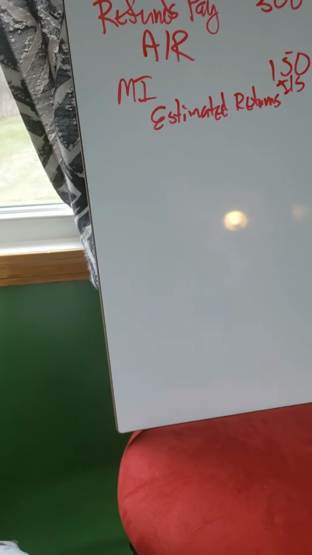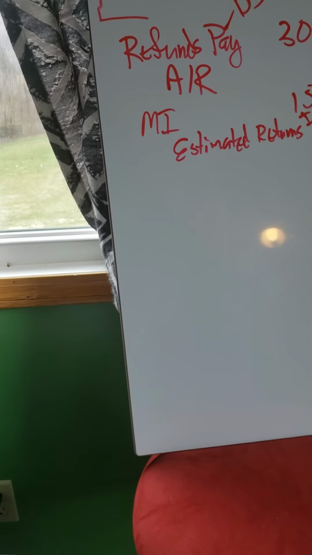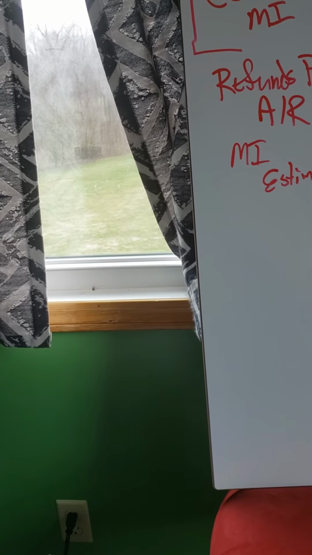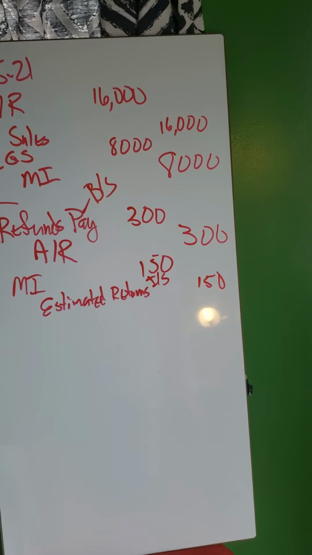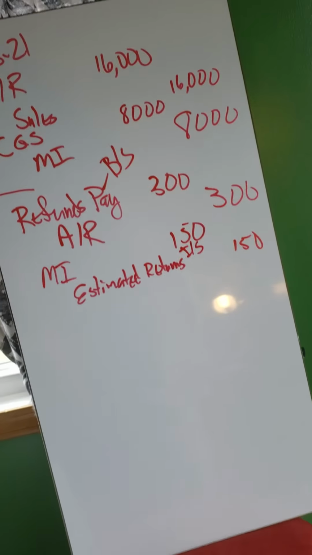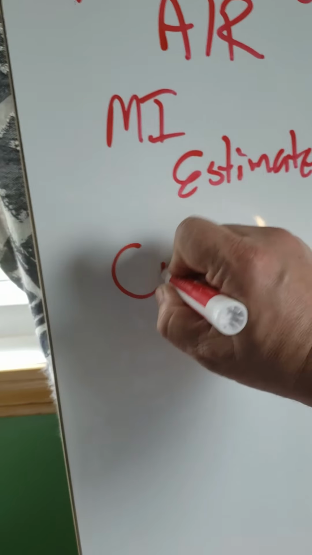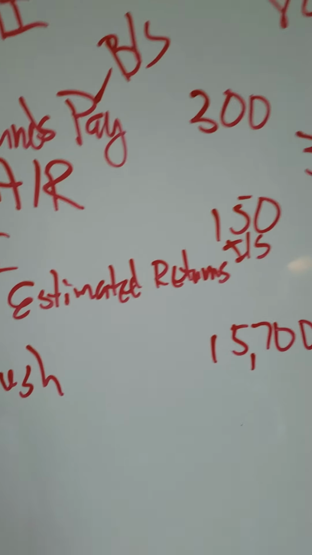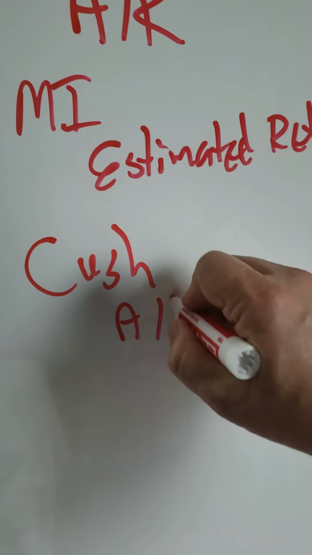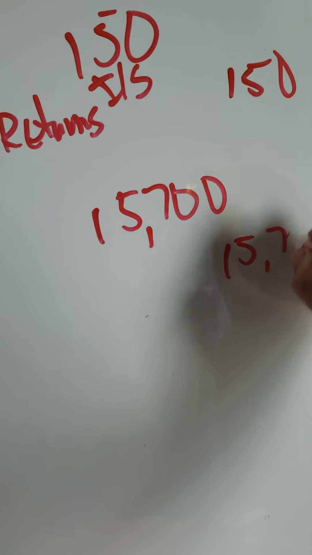All right, the next entry. Antique Mall received payment from the customer on the amount due from January 4th, less the return. So here we're going to take the $16,000 minus their $300 return. And so I got cash here for $15,700 and accounts receivable for $15,700.